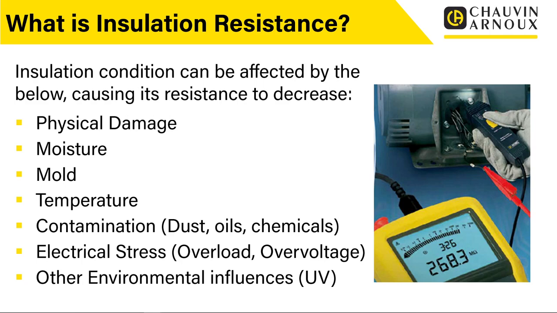Other electrical stresses can cause problems with insulation. So if the cable is overloaded, again, this will cause an increase in temperature, and the increase in temperature can affect the chemical makeup of the cable itself and cause the insulation resistance to decrease. Same with overvoltage. Overvoltage can cause breakdowns within the insulation, and that can lead to a decrease in insulation resistance over time.